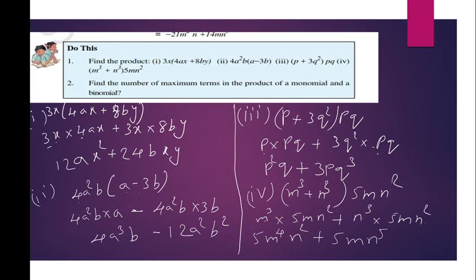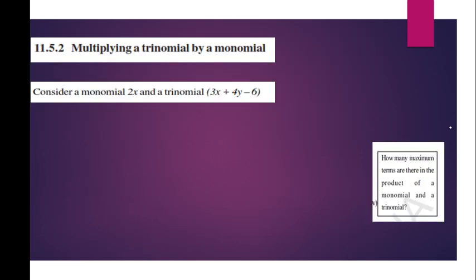Find the number of maximum terms in the product of a monomial and a binomial. The second question is, when you are multiplying a monomial with a binomial, how many terms are we getting? Check once. So we will get 2 terms. Here 2 terms. So maximum we will get only 2 terms when you are multiplying a monomial with a binomial. So the answer for the second one is 2 terms. The next question.